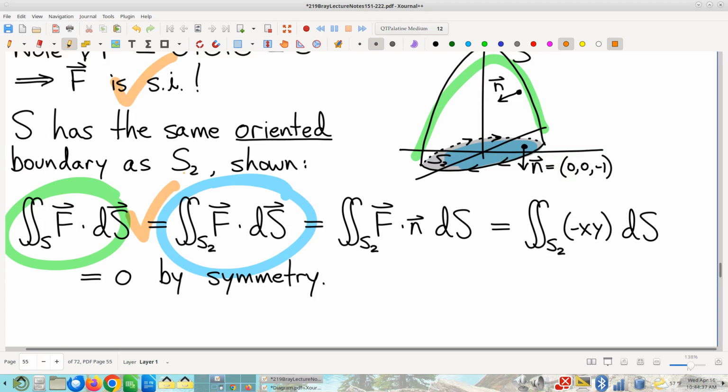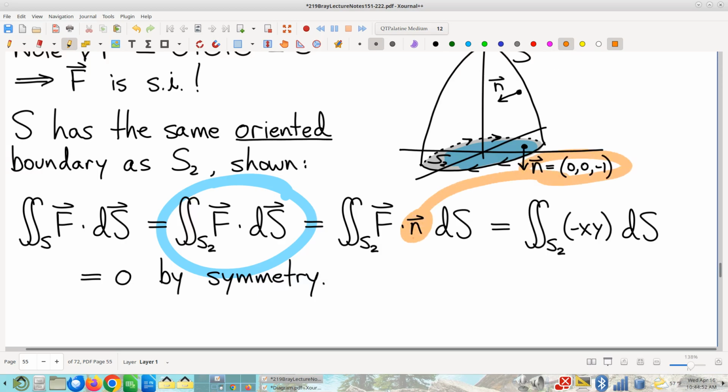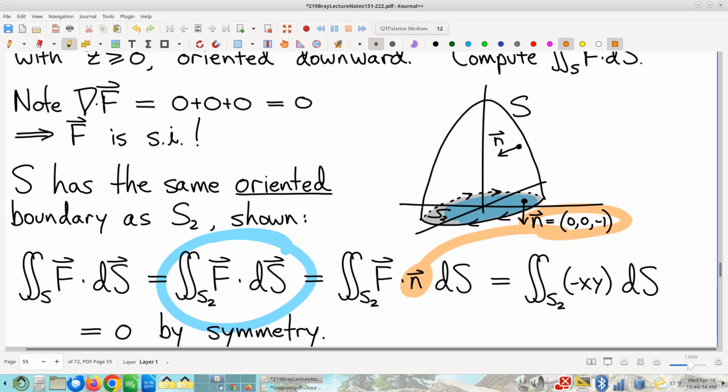And now, this is pretty straightforward. I can just abandon that whole green surface. It served its purpose. I don't need it anymore. We're just going to look at the blue surface. Right? And the calculation becomes so much easier. For one thing, the normal vector is really easy to write down.